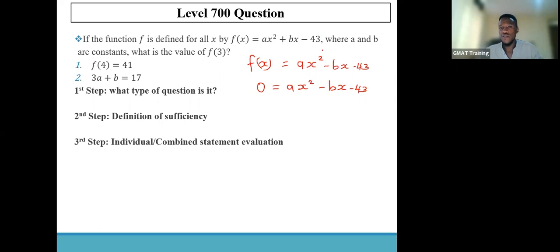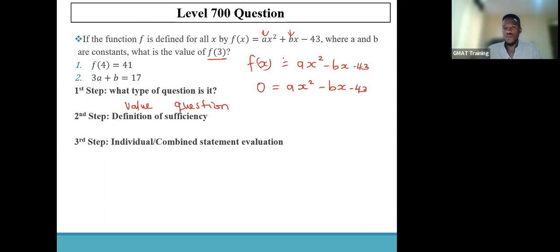And if you go further in reading the question, it says that where a and b are constants, what is the value of f of 3? You're looking at the value of f of 3. It's a specific value, which then means that you actually need to get the values of the unknowns before you can move on to attempt that particular question. So in the type of the question, you would answer this question as being a value question. And for you to be able to define the sufficiency, you must be able to identify the values of the unknown.